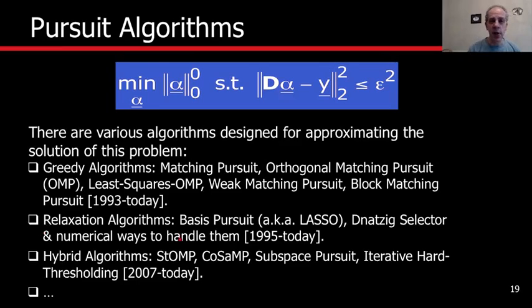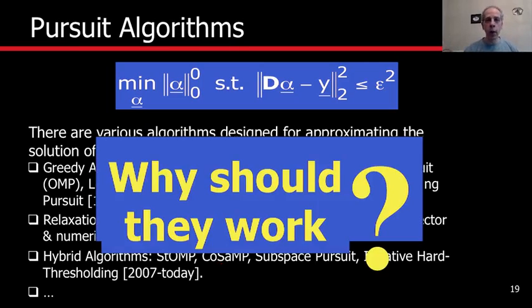There are the relaxation algorithms. The literature is huge in that topic as well. And the basic idea was to relax this by something that will give us, hopefully, the same result we were looking for. And there are hybrid algorithms that do both of them at the same time in some very clever combinations. Now, why should they work?